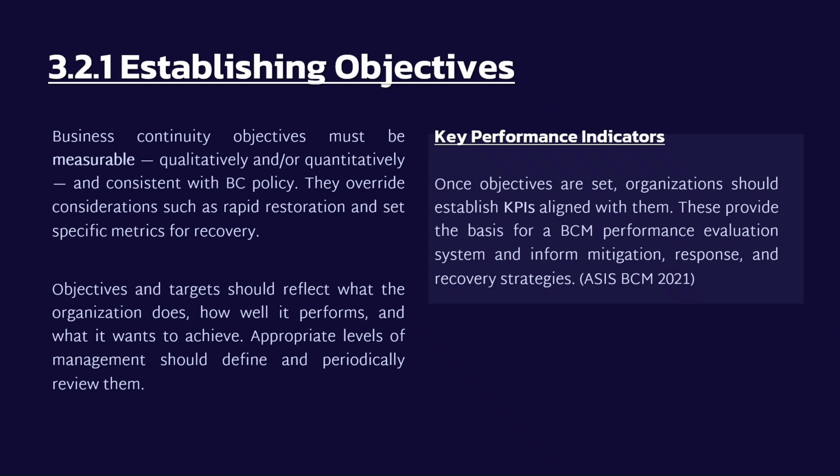Typically, objectives are driven by the results of the business impact analysis, which identifies critical business functions and the timeframes required for recovery. Key performance indicators, or KPIs, should be established to monitor how effectively continuity strategies perform. These indicators help evaluate the organization's ability to respond, recover, and minimize disruption. Objectives and targets should reflect what the organization aims to achieve, and they must be periodically reviewed to ensure they remain relevant as risks and business priorities evolve.